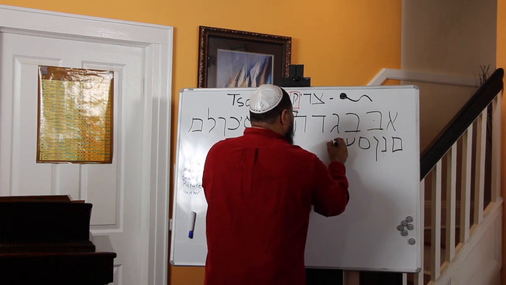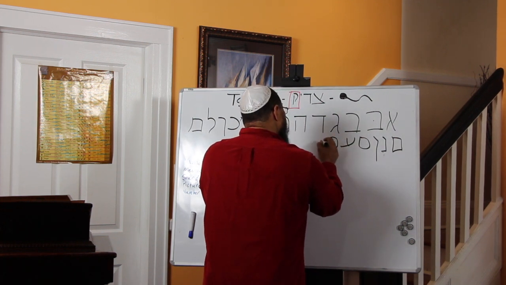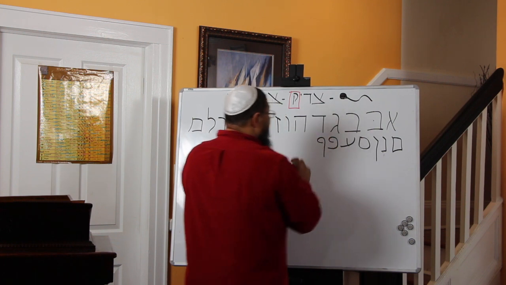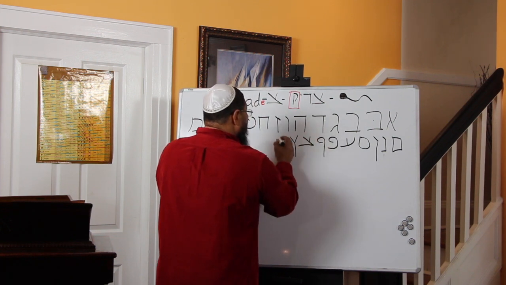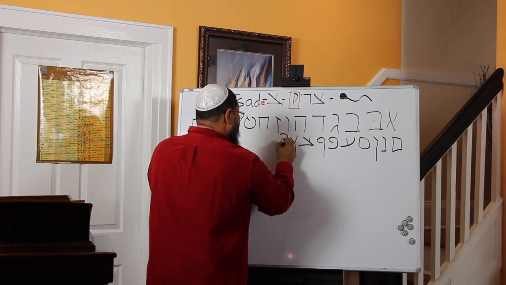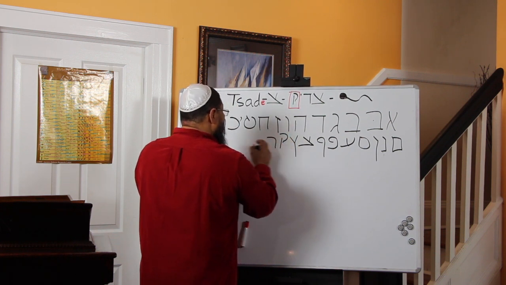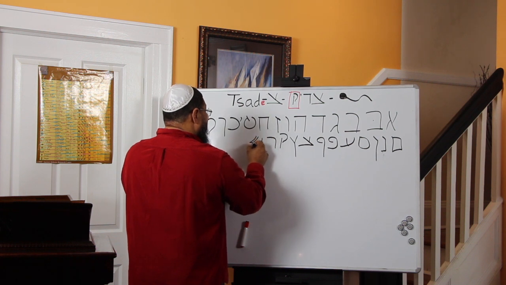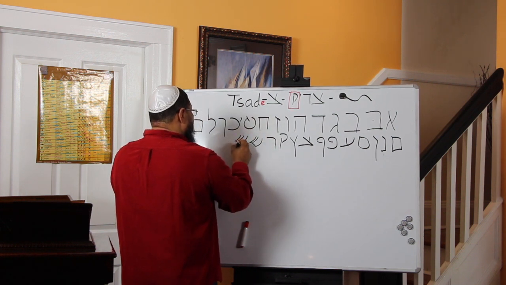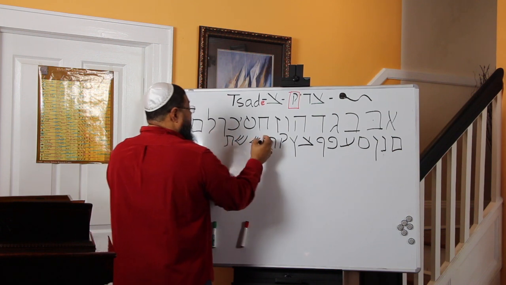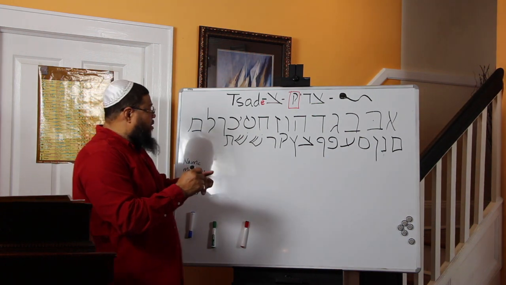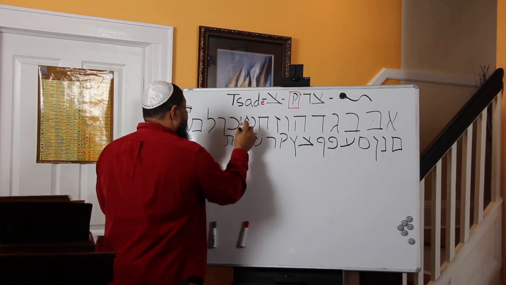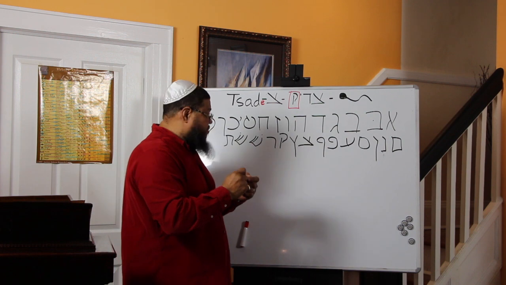Ayin. Pay. Tsadi. Tsadi Sofit. Tsadi. See? No, trust the mind.